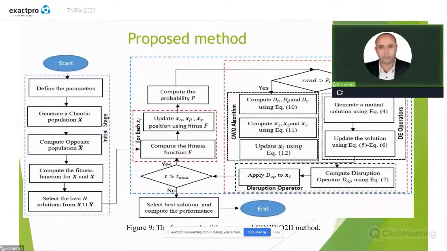According to these techniques, we combined them in one algorithm and applied it to improve the performance of the gray wolf algorithm. At first, we generate the initial population according to chaotic maps. After that, we apply OBL to determine the best initial population. After that, we update the solution. However, here we can use either the operator of gray wolf optimization or the operator of differential evolution. After we update the solution, we can apply the disruptor operator.